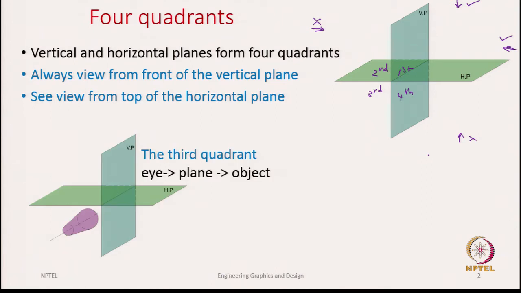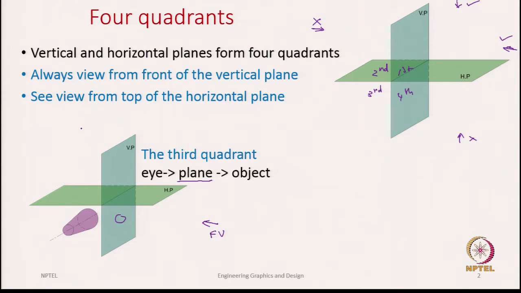Now let us think about the object placed in the third quadrant. To capture the front view, we said the observer should be looking in this direction, at the front of the vertical or the frontal plane. What is in the middle is the projection plane. We have the observer and the object at two extremes and the projection plane in between, so we capture the front view somewhere here.